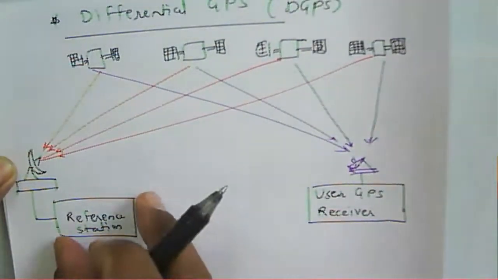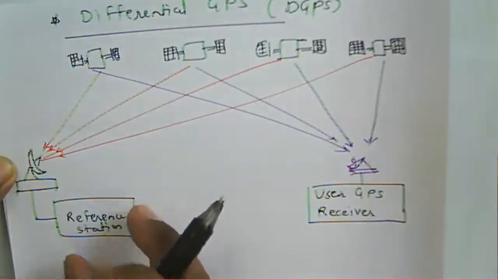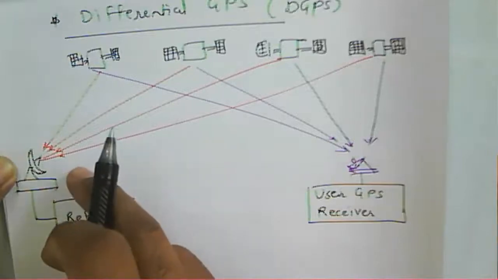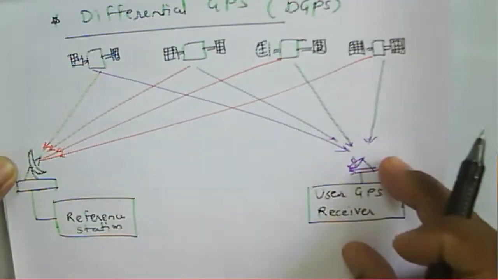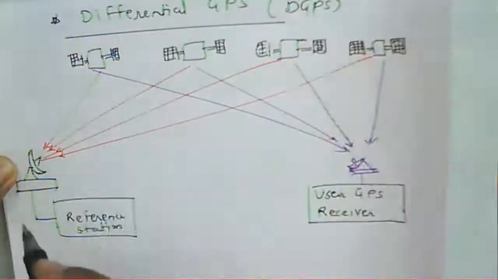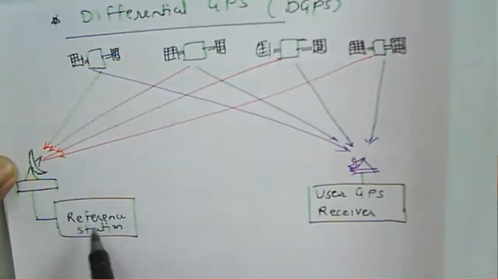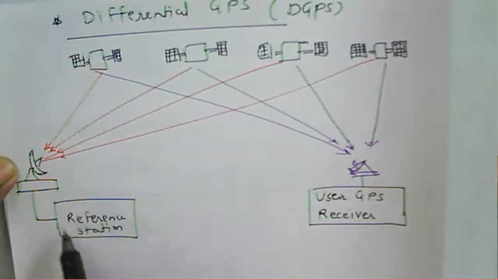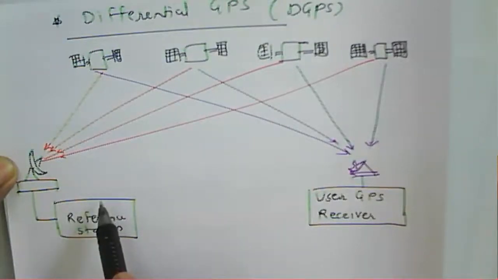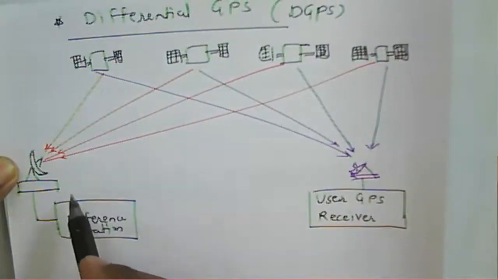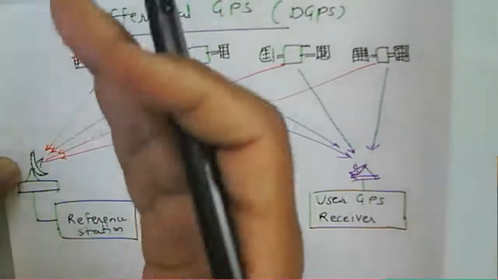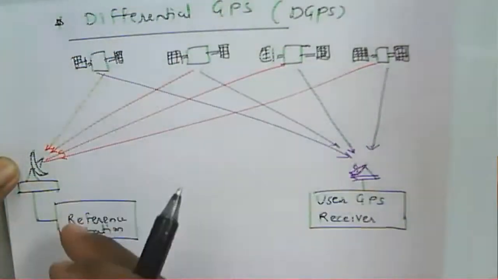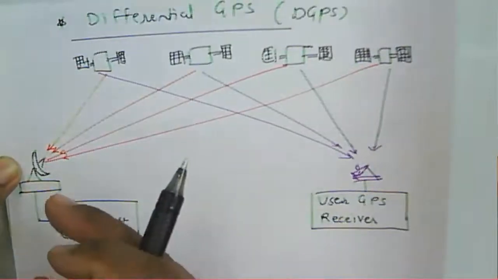And here that reference station is nothing but a GPS receiver. This one is a GPS receiver, but this one is the user GPS receiver, and this one is the GPS receiver for the reference station. It measures the transit time delays, as well as the satellite signal sent, that is the GPS data, and again it will calculate the position there.